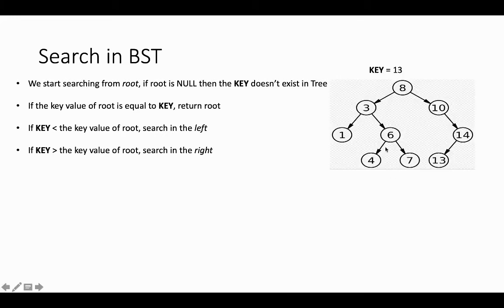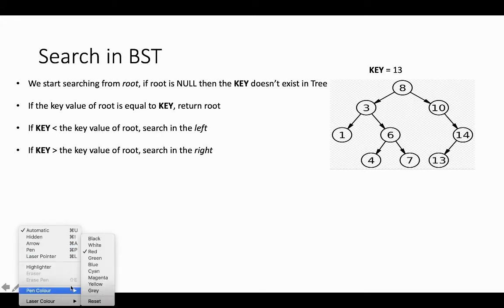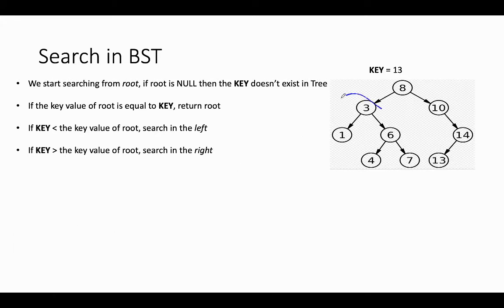So here we have an example. This is a binary search tree. You can quickly verify. Then 8 is the root of this tree, and the left subtree consists of these 5 nodes, 1, 3, 6, 4, and 7. So this is the left subtree for the node 8, and this is the right subtree which has 10, 14, and 13. And the key we are trying to search is 13.